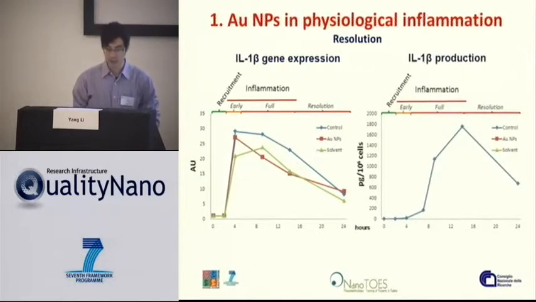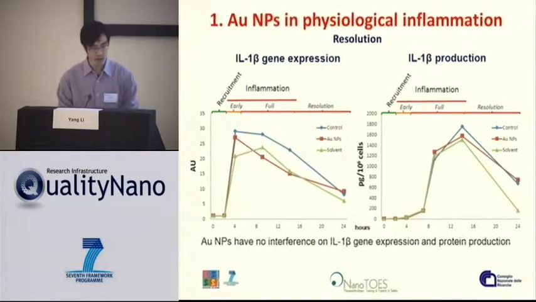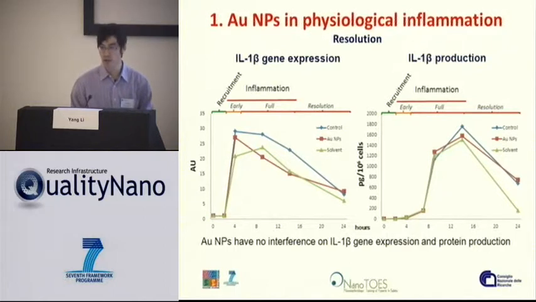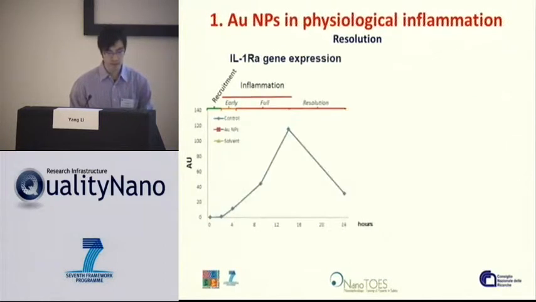And the protein production. We can see that from 0 to 14 hours, the recruitment and inflammation phases, the IL-1 beta protein production goes increasing steadily and in the resolution phase, it also goes down to a normal level. And this is the gold nanoparticle group and solvent. We can see that it goes exactly the same as the control group. So we think the gold nanoparticles have no interference on IL-1 beta gene expression and protein production.